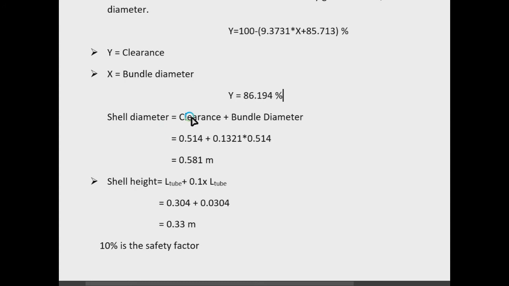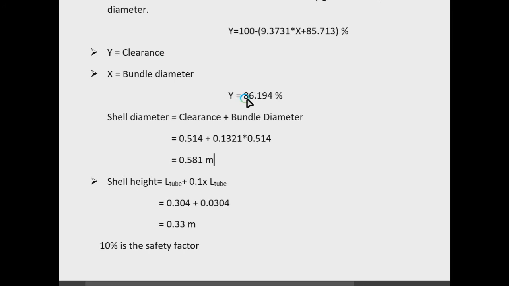You always have some kind of clearance because the tubes are not packed right against the wall, as they can break or corrode. So there will always be some clearance. We have 86.194% overall bundle diameter, and 100 minus 86.194 gives 13.21% clearance. So that is the case.